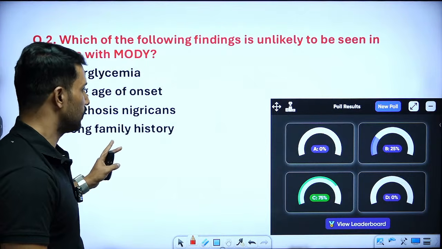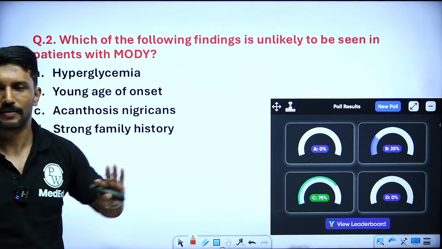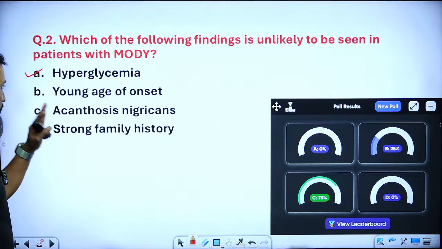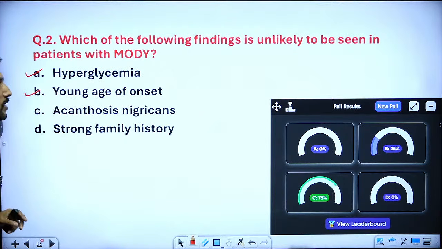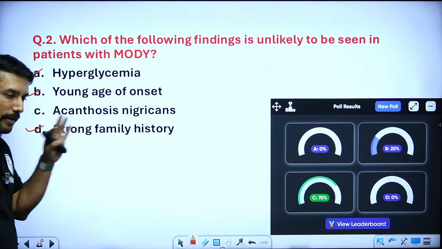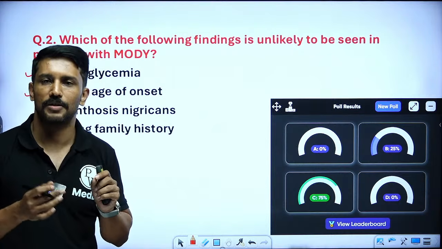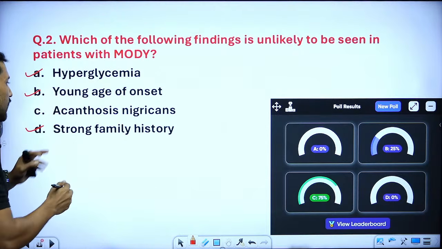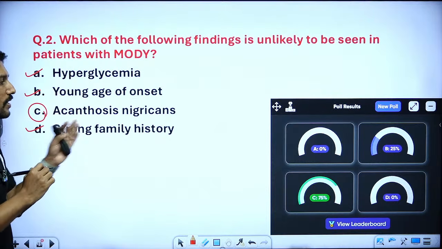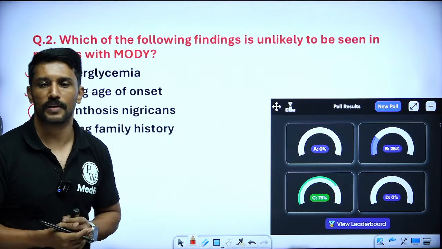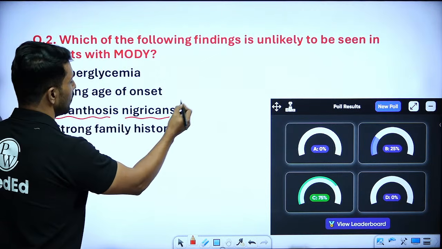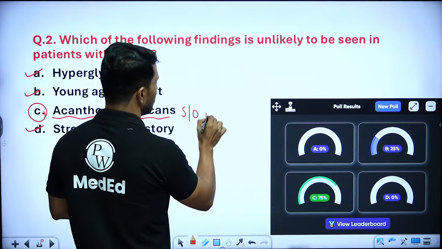I think 75% of you gave the right answer. Beautiful, fantastic. To call it as diabetes, hyperglycemia has to be there. To call it as MODY, the age of onset has to be less than 30 years, right? And because it is autosomal dominant, for diagnosis we need at least 2 or 3 generations having vertical involvement of diabetes. But acanthosis nigricans is a sign of insulin resistance, and there is no role of insulin resistance when it comes to MODY, right? So the answer here should be acanthosis nigricans, because this is suggestive of insulin resistance.